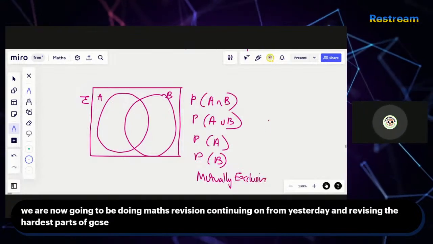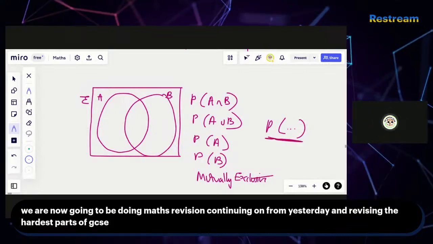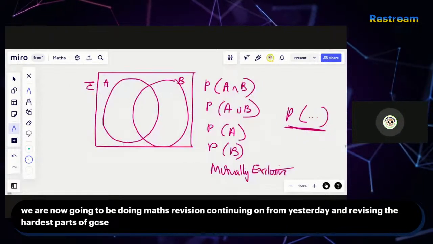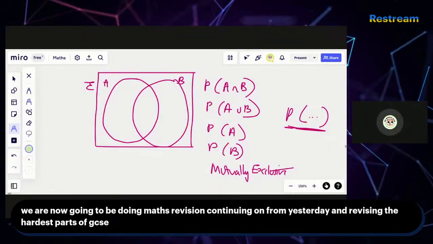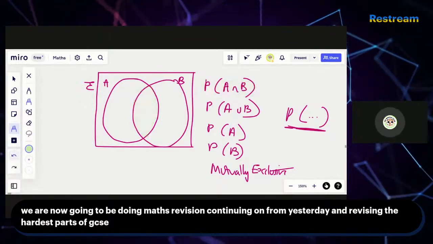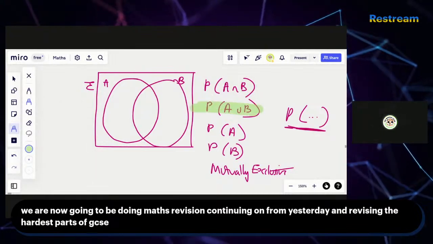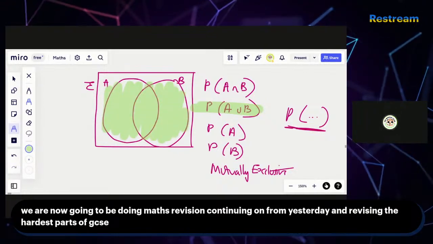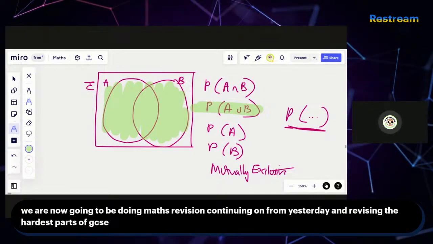So P, when we have P brackets, whatever, it's just saying the probability of this thing happening. So in this case, the first one is a probability of A and B happening. So if it's a probability of A and B happening, it must be limited to this center. Okay, so that's the probability of A and B. Now, if you wanted to do the probability of A or B, then it will be all of this covered. Because it's the probability of getting A or the probability of getting B. So it includes the center.